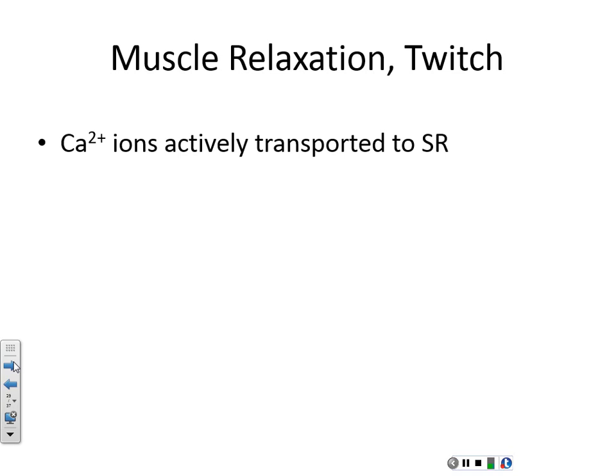So we get the muscle relaxation and twitch. The twitch is simply the contractile response of a muscle cell or a group of muscle cells, and it forms a twitch with the lag, contraction, and relaxation.